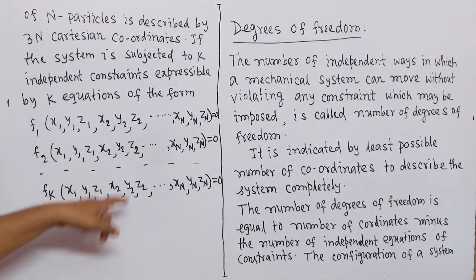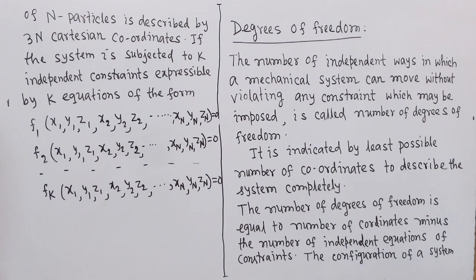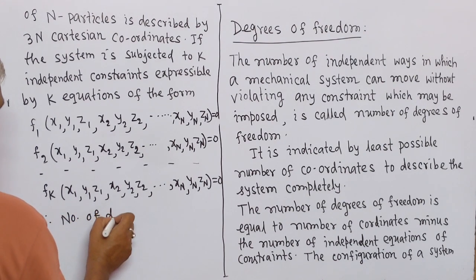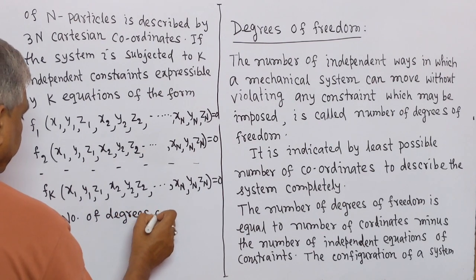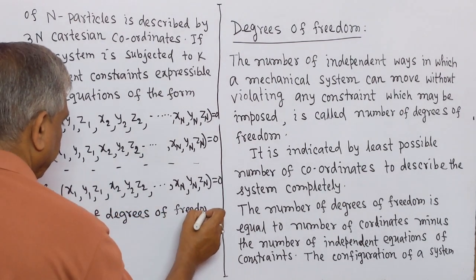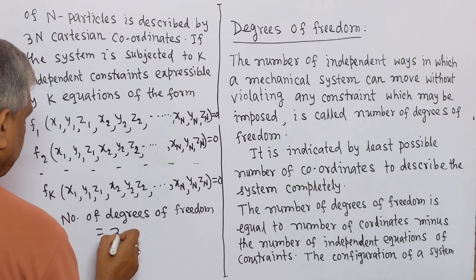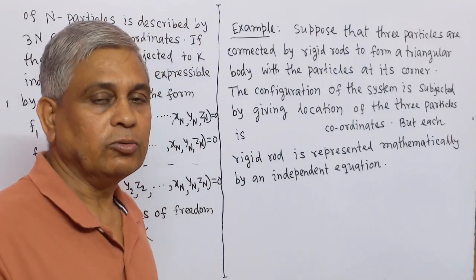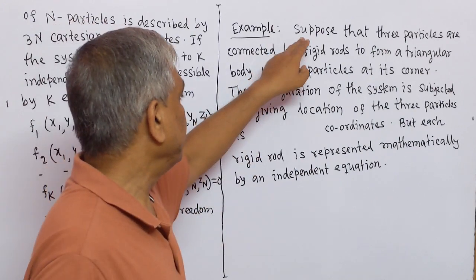Here we get k number of constraint equations. The total number of coordinates required is 3n, and here k is the number of constraint equations. Therefore, the number of degrees of freedom is equal to 3n minus k. Now we give an example.